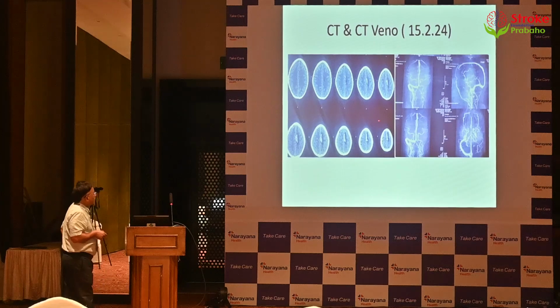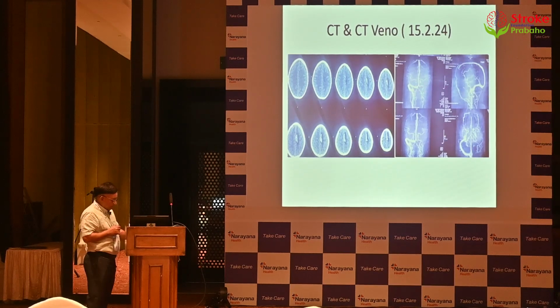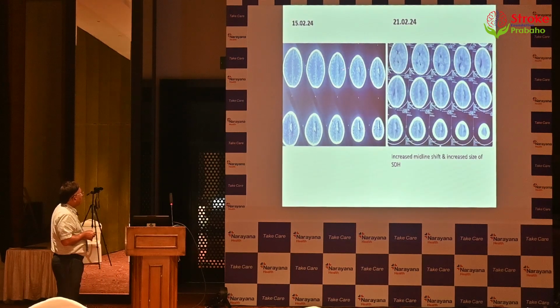So this is the CT scan. We can see there is a parasagittal bleed here, and you can see there is no flow in the left transverse sinus. Along with this, you can see a very small thin ring of SDH, very small ring. It is retrospectively visible, and there is an occlusion of the left transverse sinus and a bleed on the left side. So this is on 15th.